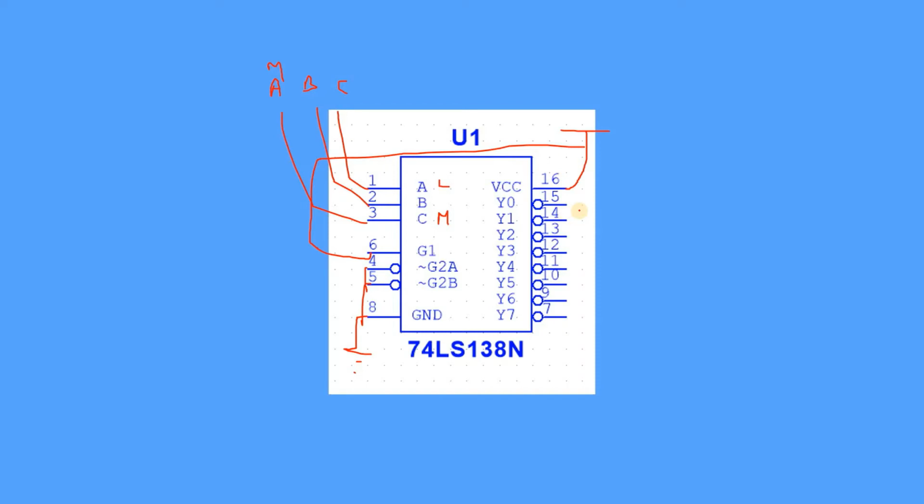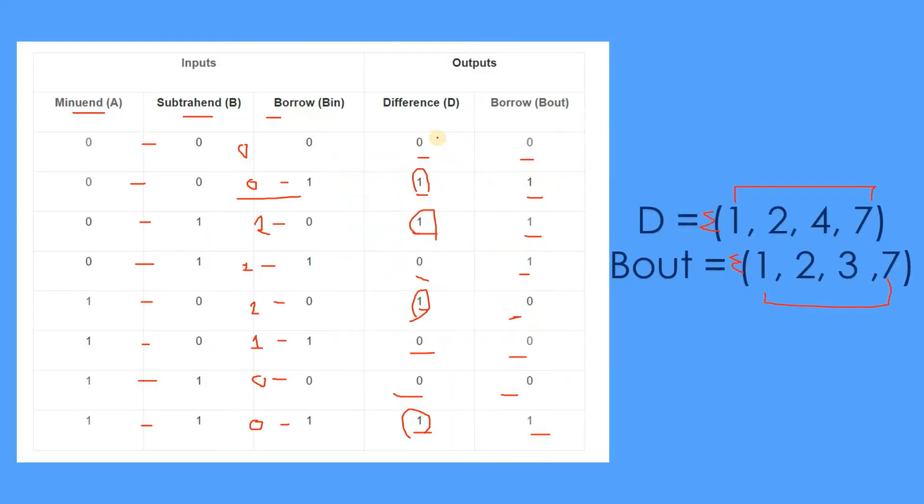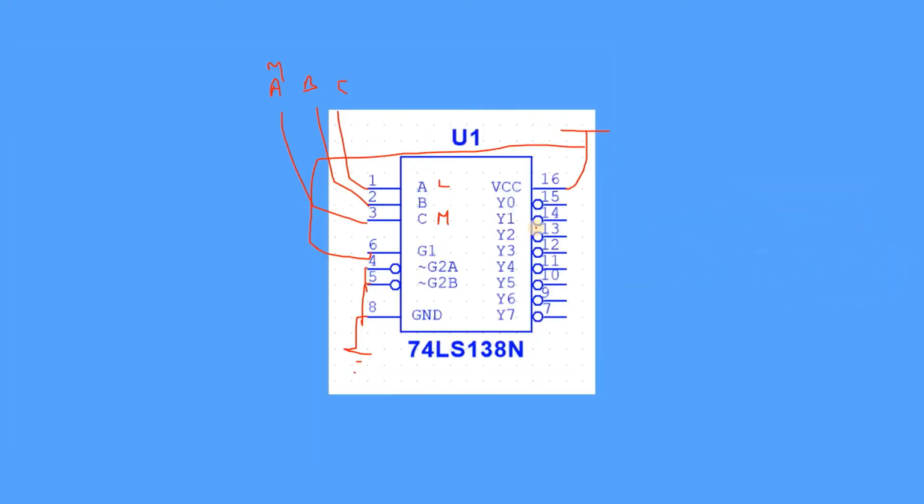So now we just have to connect the outputs for carry and, sorry, not carry, why am I saying carry always? Difference and borrow. So for difference 1, 2, 4, 7, right? So we'll connect 1, 2, we'll connect 4. Why am I taking only these wires? I'll tell you all. So see, what if you use an OR gate to connect them? Why am I using an OR gate?